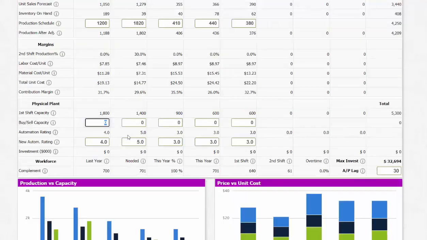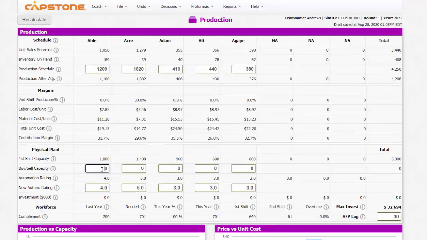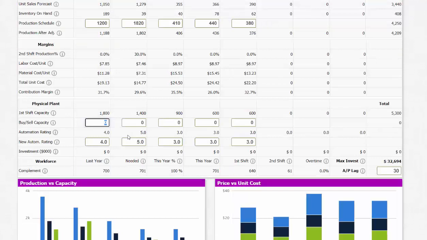And if you think you need less and you would like to sell some plants so you can get cash back, you can put in a negative number here. Contrary to buying capacity, which takes a year, selling capacity is immediate. When you sell plant, you get 65% back of your original investment. You just want to avoid buying capacity that you don't think you will use long term.